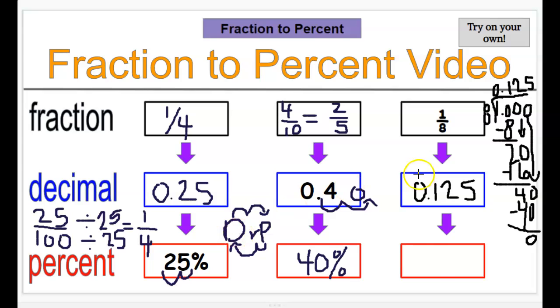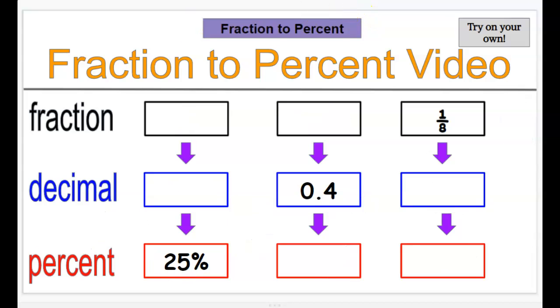So now that I'm here, if I go to Dr. Pepper, I'm going from a decimal to a percent. So I'm going to go 1, 2 to the right. Oh, that ends up at 12.5%. Okay, so now that I'm here, we've filled a whole bunch of stuff out.